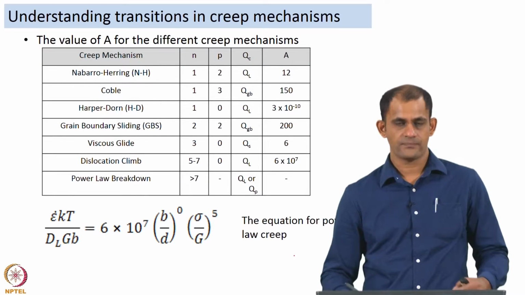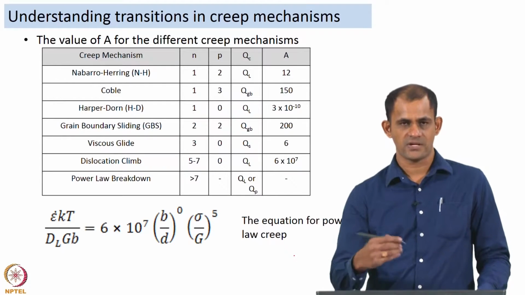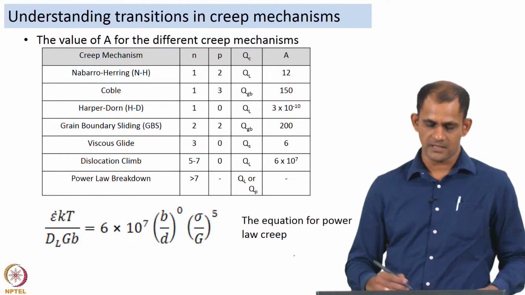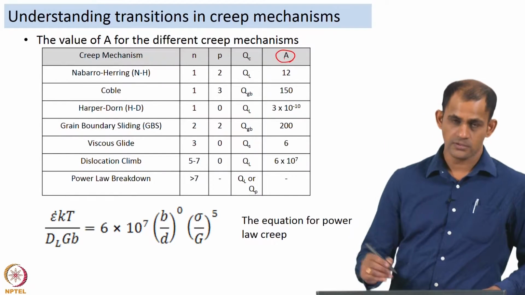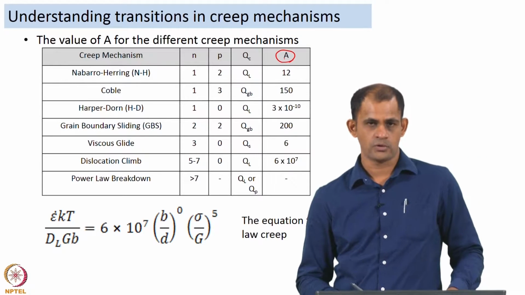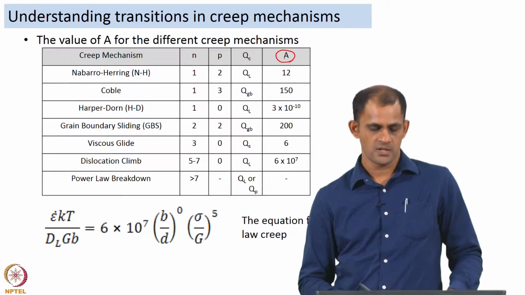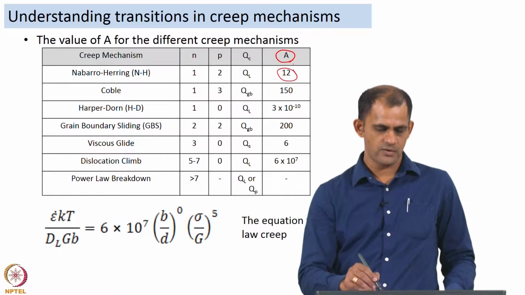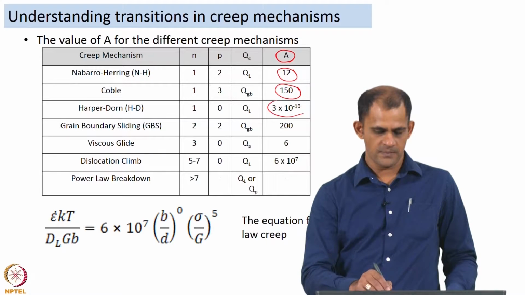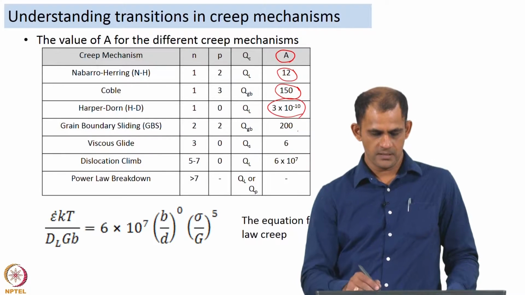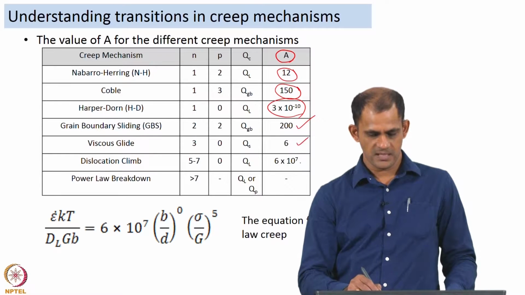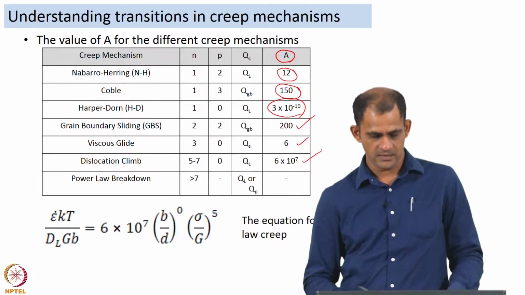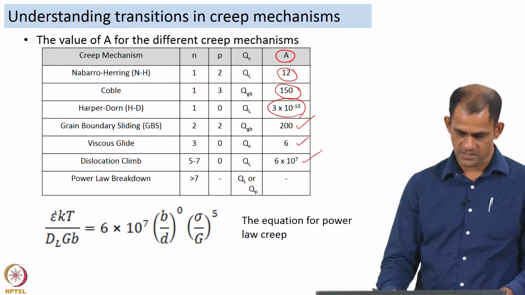So, here is a list of different mechanisms of creep that we have discussed so far, and the values of A that one could note for these different mechanisms. For Nabarro-Herring creep, people have noticed that the A value is 12, for Coble creep 150, Harper-Dorn creep is in the range of 10 to the power minus 10, grain boundary sliding around 200, viscous glide creep 6, and dislocation climb is around 6 into 10 to the power 7.